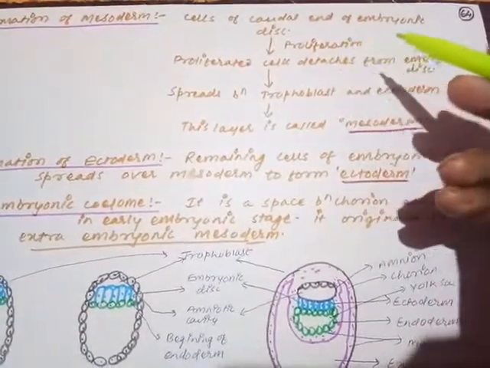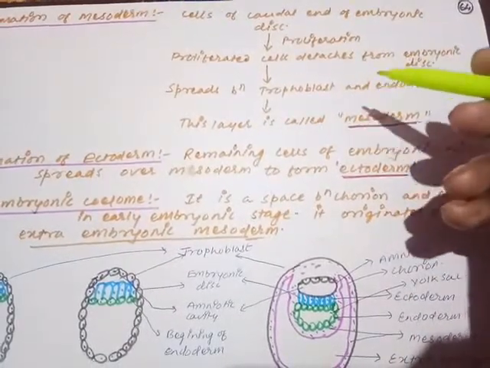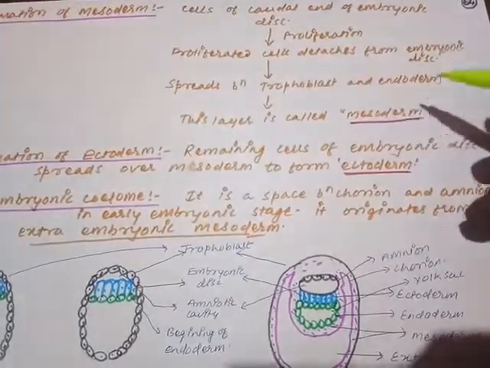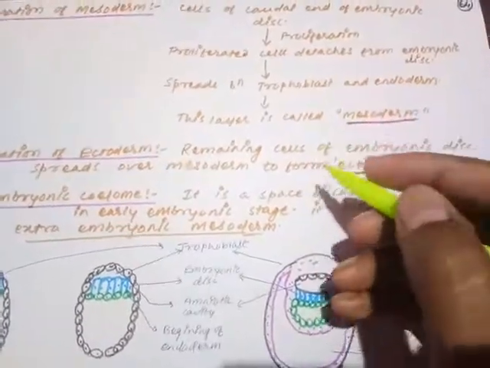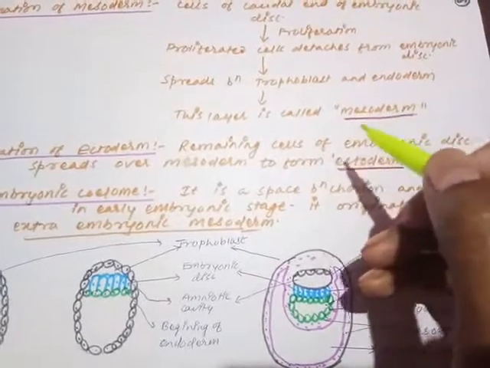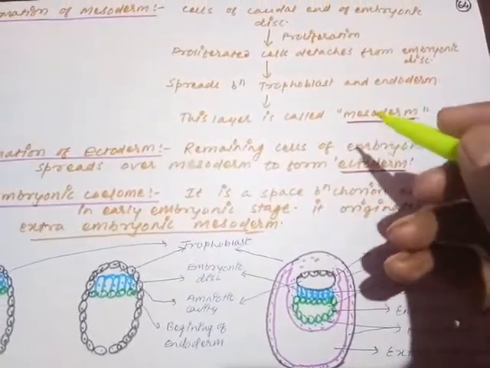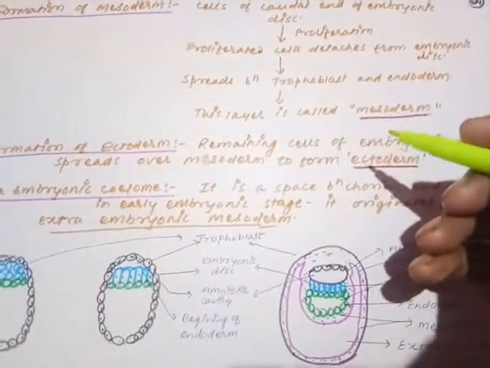Cells of the caudal end of the embryonic disc start their proliferation. Due to the proliferation, the cells are going to detach out from the embryonic disc and spread in between the trophoblast and endoderm. That is what is going to form the mesoderm. The mesoderm is produced in between the trophoblast and the endoderm.